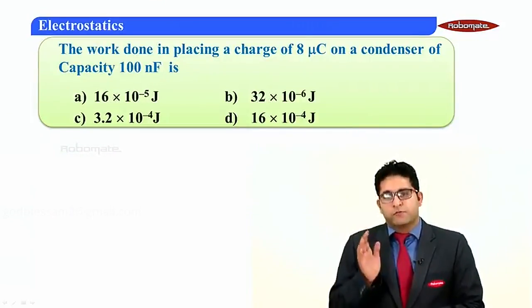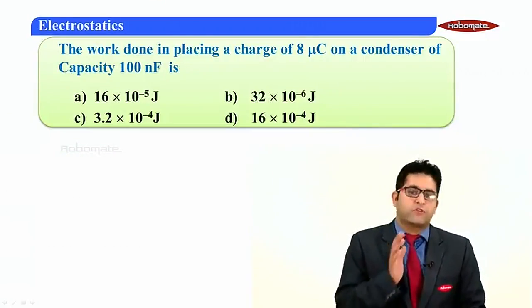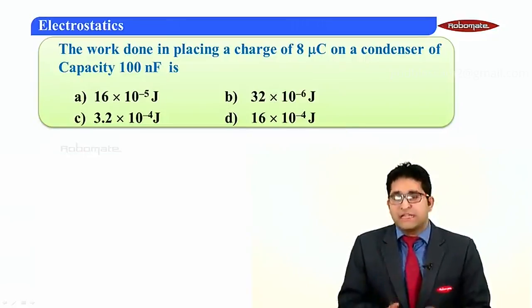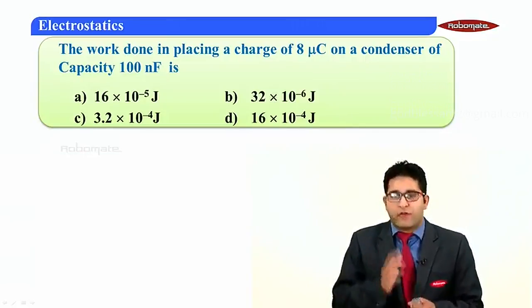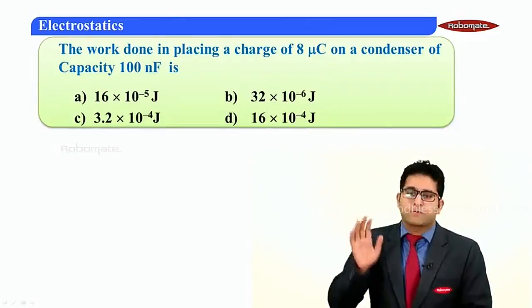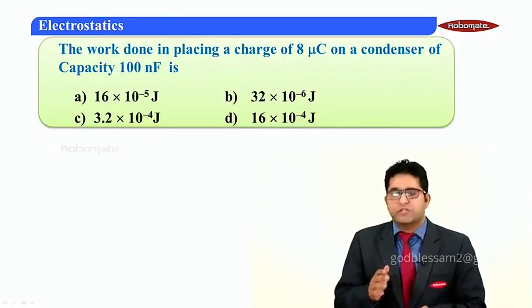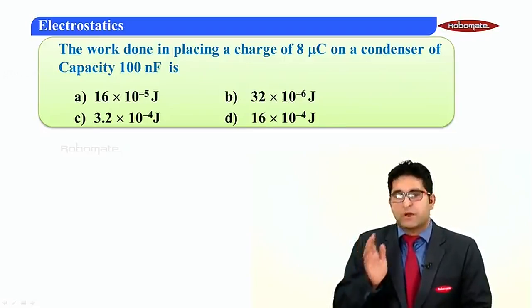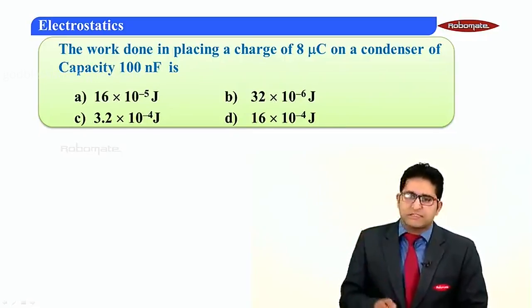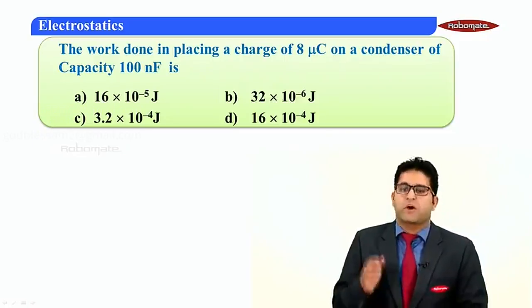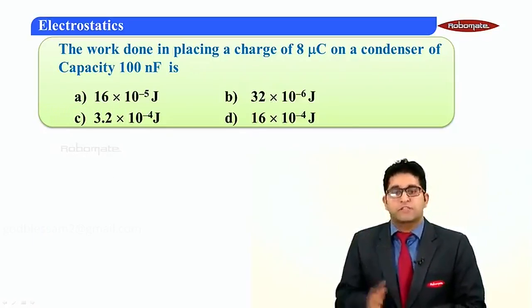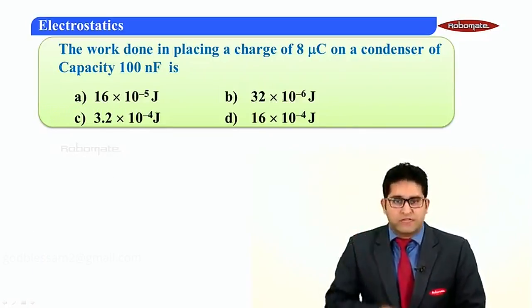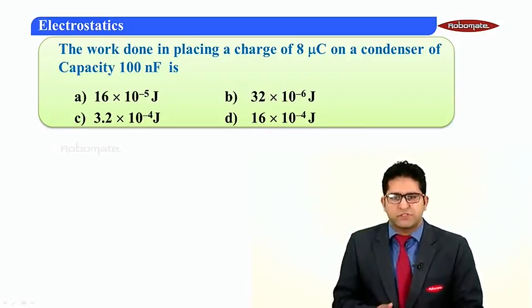It says the work done in placing a charge of 8 microcoulomb on a condenser of capacity 100 nanofarad is. Options are option A 16 into 10 raised to power minus 5 joule, option B 32 into 10 raised to power minus 6 joule, option C is 3.2 into 10 raised to power minus 4 joule, and last option is 16 into 10 raised to power minus 4 joule, right? Now let us analyze this MCQ carefully.